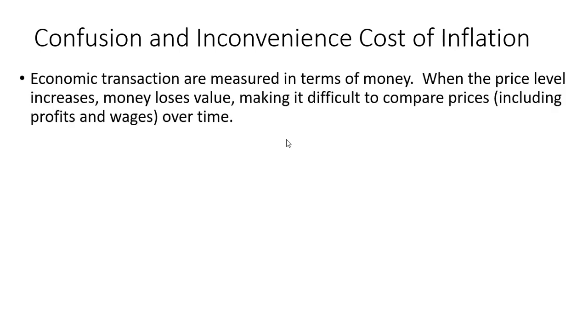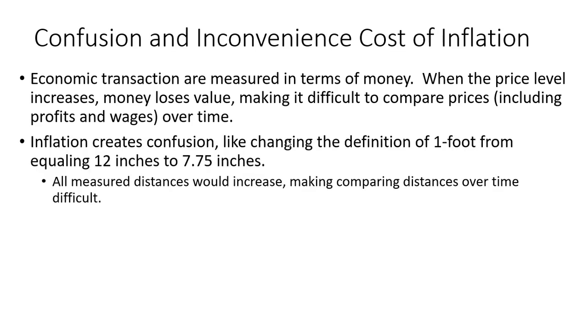There are confusion and inconvenience costs owing to inflation. Economic transactions are measured in terms of money. When the price level increases, money loses value, making it difficult to compare prices, including profits and wages over time. Inflation creates confusion. It would be like changing the definition of 1 foot from equaling 12 inches to equaling 7.75 inches. All measured distances would increase, but comparing distance over time would be much, much more difficult.